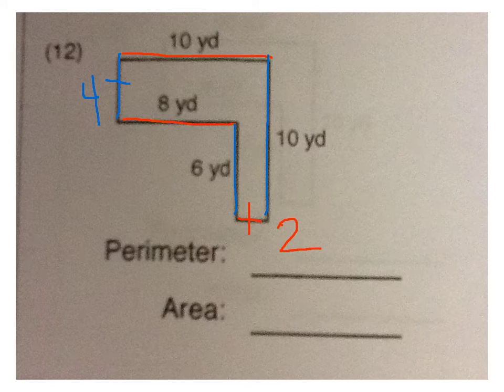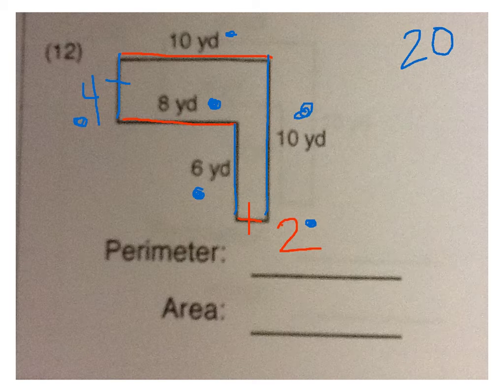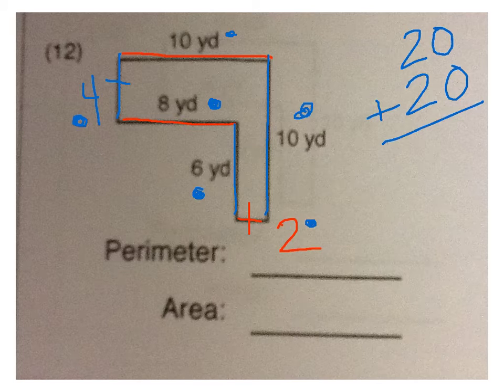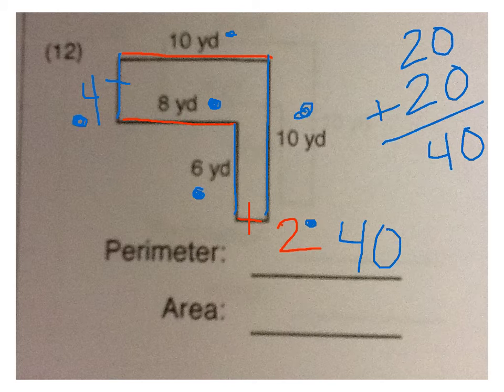So now I can add up the whole perimeter, and I'm just going to show my work over here on the side. I'm going to say 10 plus 10, that's 20. And then I have 2 plus 6 is 8, plus another 8 is 16, 17, 18, 19, 20. And that's all of my sides. And so I have the answer of 40. And I can't forget to label my work: 40 yards.